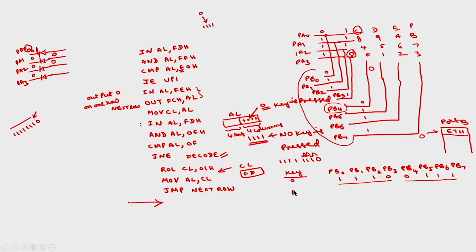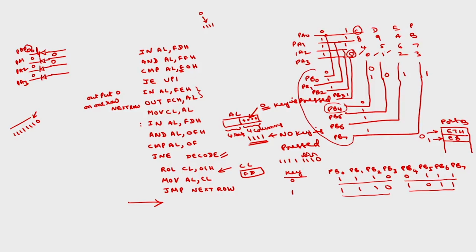Similarly, what about key 1? Key 1 means 1 is here, so these 3 should be 1, 1, 0 only. This will be 1, 0, 1, 1. PB0 to PB3 remains the same, because 1 is in the same row as 0, so 1, 1, 1, 0. The column will be 1, 0, 1, 1, with the 0 available here. So what will be the code? EB. This is the code corresponding to 1. Similarly, you can derive for 2, 3, and so on up to F.